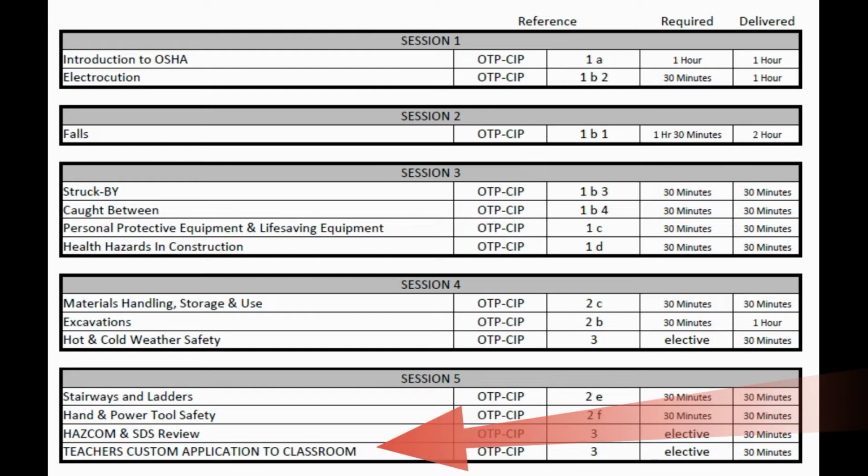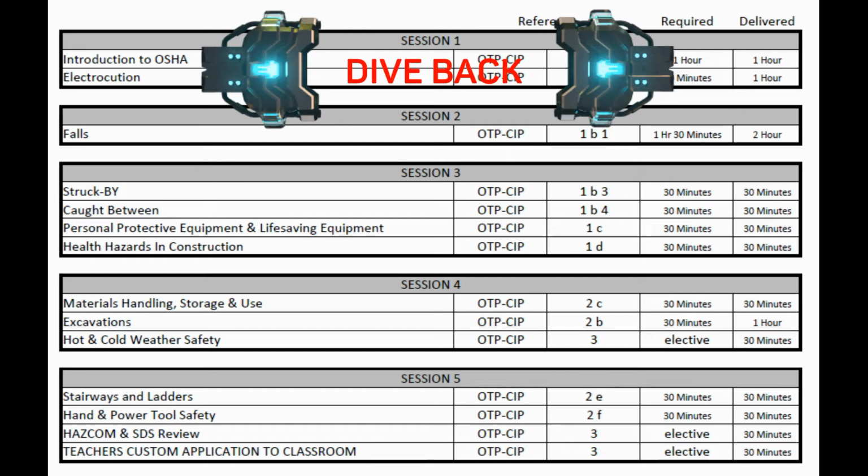Please take notice that the person delivering this training has a 30-minute spot at the end of session 5, and this is intentionally left for the instructor to do a multiple of things. A, dive back into something that raised a lot of questions, but we had to move on before. Now we can come back and address it fully.